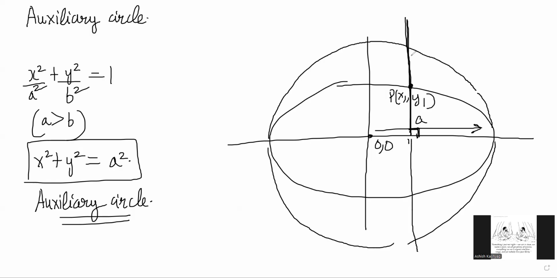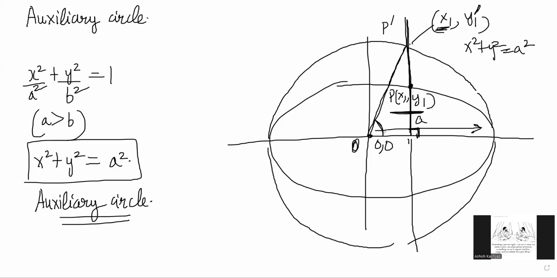And this perpendicular line will meet the auxiliary circle x square plus y square is equal to a square at a certain point P dash. If you join O, which is the origin here, to P dash, you should realize that the x1 coordinate is the same as the x1 here, but the y is different. It is y1 dash, right?